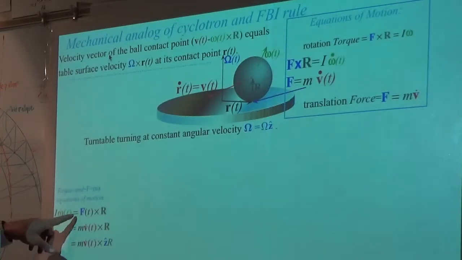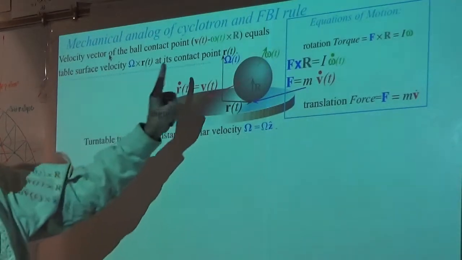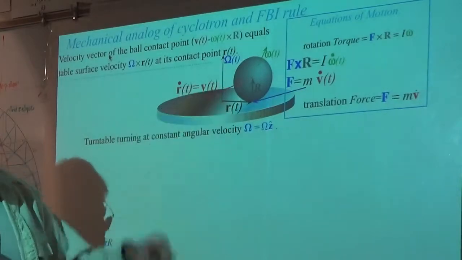I omega dot equals F cross R, that's the torque on that ball. That's F equal m v dot, and then this is the R right here, which is always pointing in the z direction, in the same direction as omega.